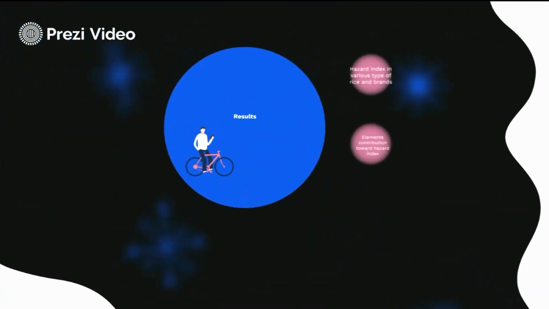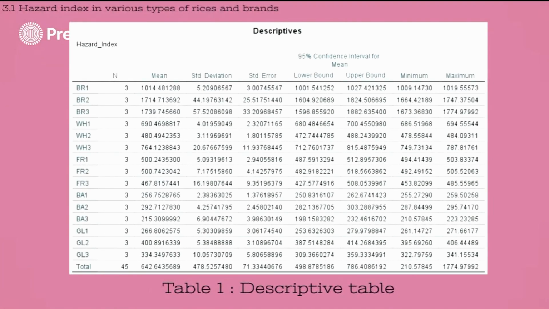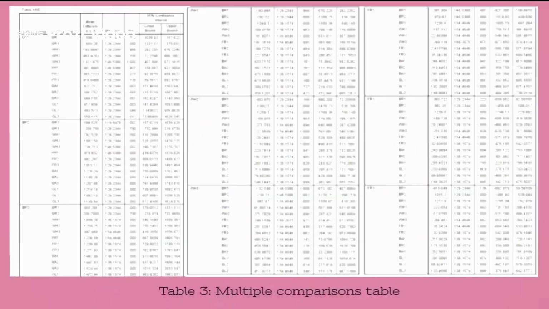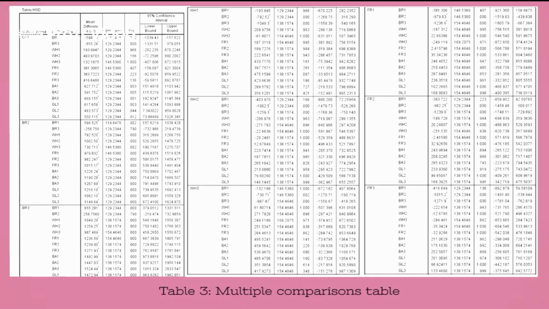So next, this is the result obtained throughout this assignment. First, there are hazard indexes for various types of rice and brands ranging from brown rice 1 to glutinous rice 3. One-way ANOVA is used to determine whether there are any statistically significant differences between the means of 2 or more independent unrelated groups. From the ANOVA table, the significance value is 0.000, which is below 0.05. Thus, we reject the null hypothesis. Therefore, there is a statistically significant difference in the hazard index between different brands of rice. Then, the post hoc test can be used to determine which of these groups differ from each other.